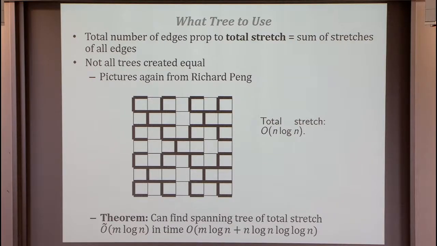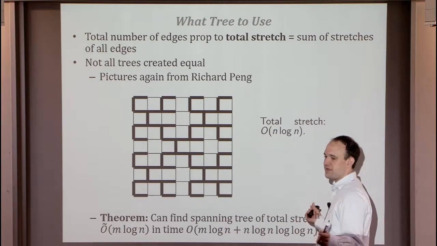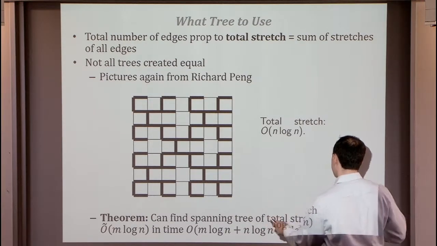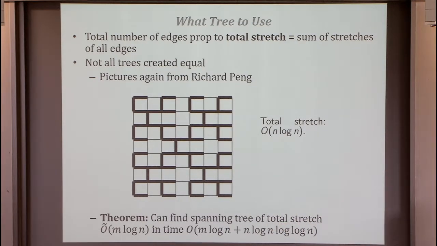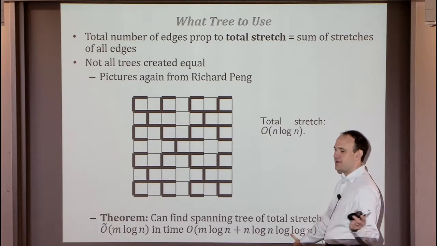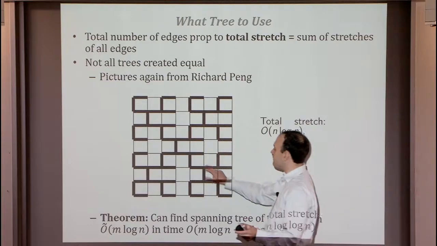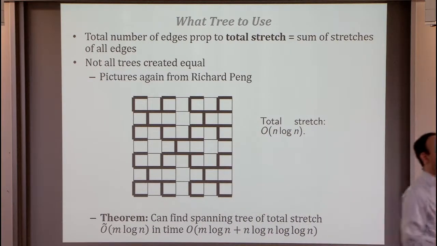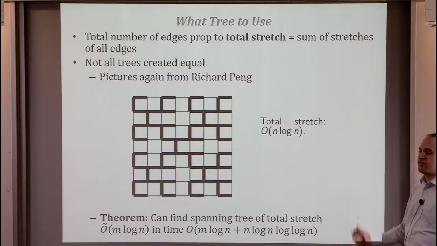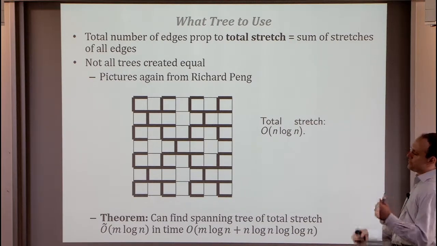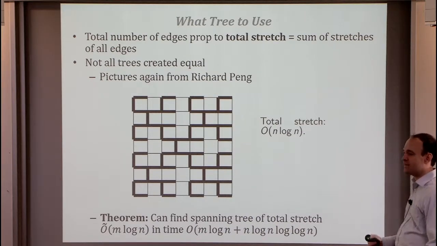And the main theorem we're going to use says that actually every graph has a very good spanning tree. The theorem is that given any graph, I can find a spanning tree with total stretch n log n. And I can find it very quickly, in nearly linear time. So what that means is that if I look at the average for each edge in the graph, morally an edge could be stretched as much as n. And in a cycle, one of them has to be.